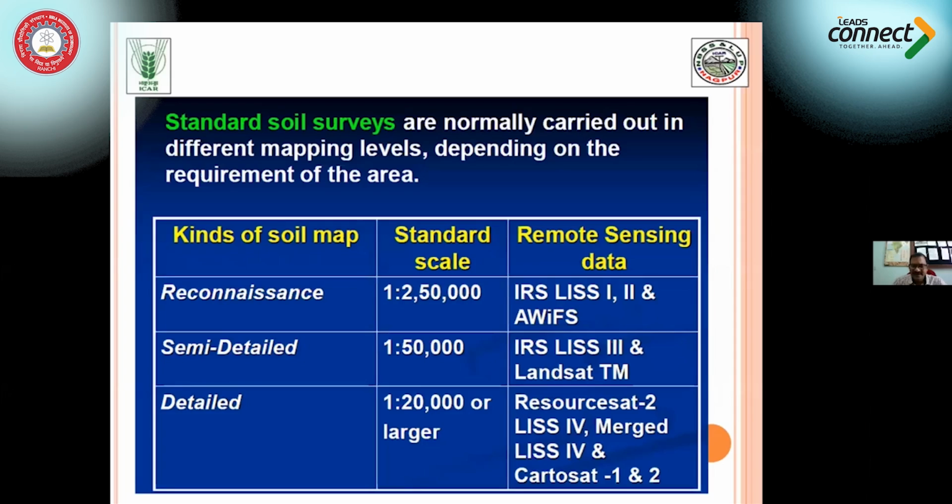In the case of semi-detailed soil survey, this kind of survey takes place for areas like the district level. On the contrary, detailed soil surveys are taken for very small areas, and in that case, we need very high resolution data, satellite data with very fine resolution. For that, we normally use ResourceSat, LISS 4 merged data, and Cartosat 1 and 2.